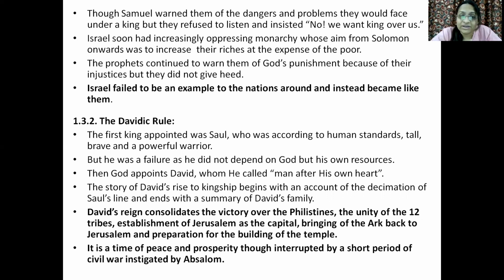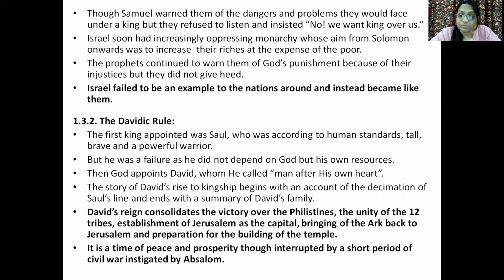The first king appointed was Saul, who according to human standards was good: a tall, brave, powerful warrior. But he was a failure, because he did not depend on God but upon his own resources. He did what he wanted. So he was a failure in the sight of God, and then God appoints David, whom He calls a man after His own heart. That's how the author speaks of him. The story of David's rise to kingship begins with the account of the decimation of Saul's line.